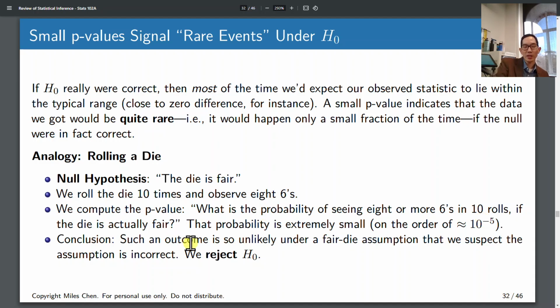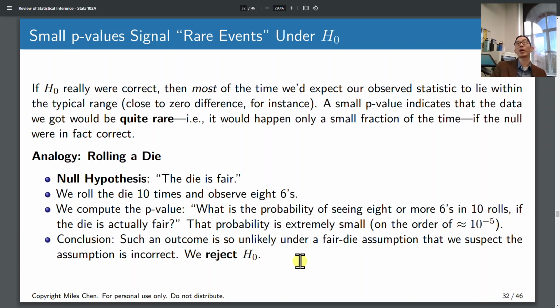Therefore, because such an outcome is unlikely assuming that you have a fair die, the fact that we got this result tells us that our assumption is incorrect, right? And we say the reason why I'm getting 8 6s out of 10 dice rolls is that I'm going to reject the null hypothesis. The die isn't fair. Something else is going on. That's how you explain the data that we have, okay?